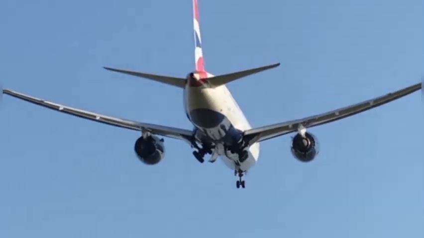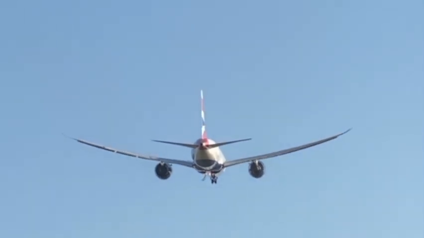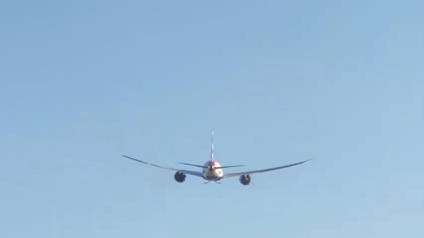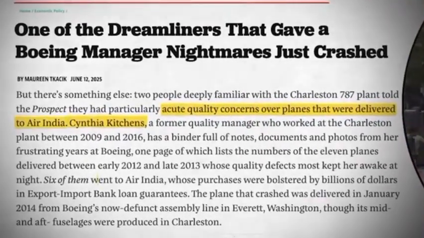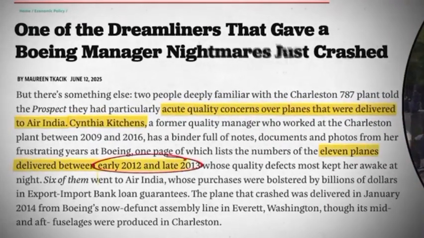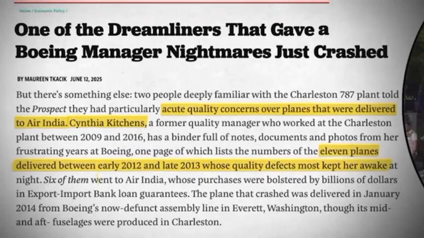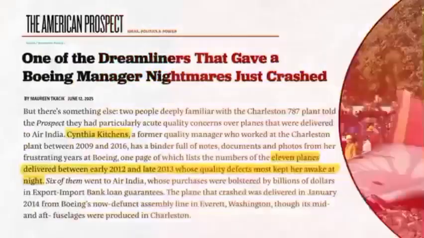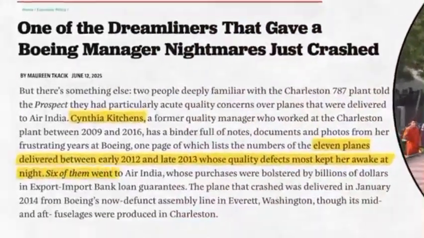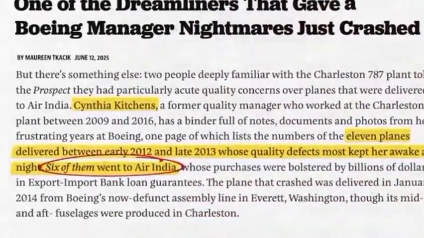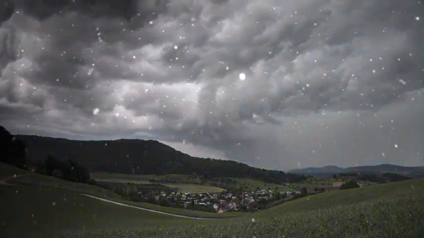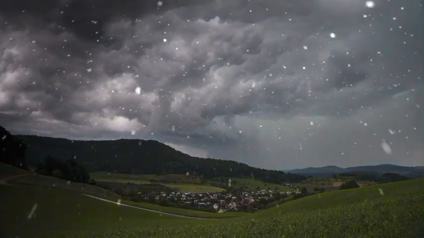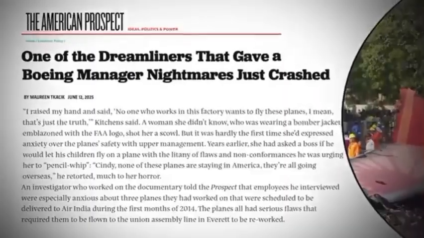According to Cynthia Kitchens, the quality manager at the Boeing Charleston factory, the 787 Dreamliners that were given to Air India had many problems. In 2012 to 13, 11 Dreamliners were delivered whose quality was so bad that Cynthia Kitchens said that many times they couldn't sleep at night. Out of these 11 allegedly damaged planes, 6 were sold to Air India. When Cynthia Kitchens told her boss about these problems, she asked her boss if she would ever travel with her kids in these planes. Do you know what her boss said?